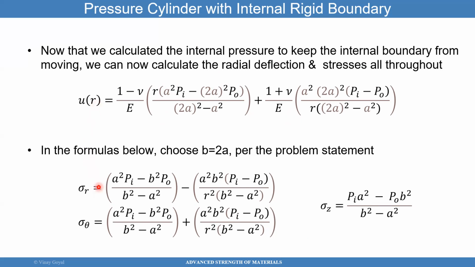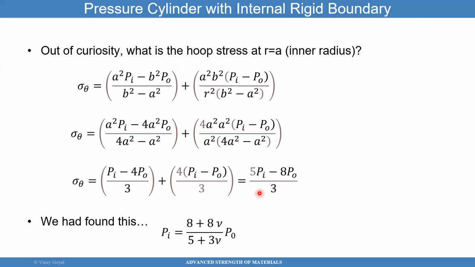I can then find the stresses the same way. So the stress is straightforward. I know PI in terms of P naught. I can calculate, and I know A, and I know B is 2A. I can just plug that in, and I'm able to find the stresses through the thickness of that ring. Yeah, so I did it here. I tried to do it here, but we won't go through that.